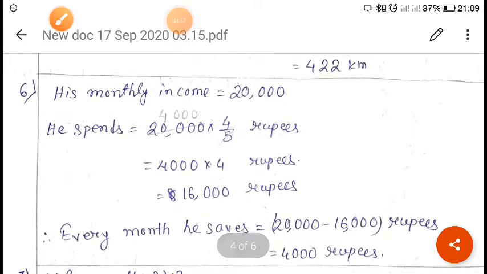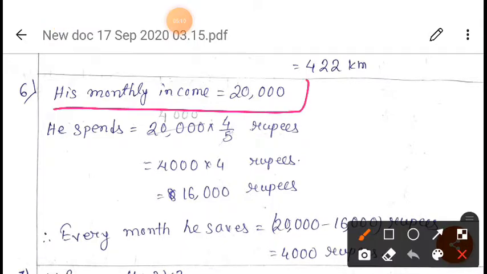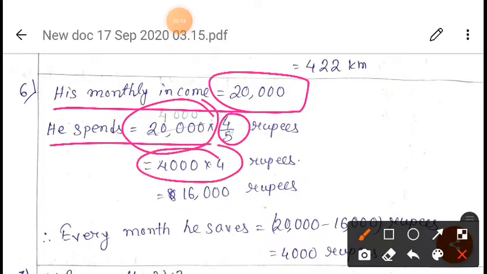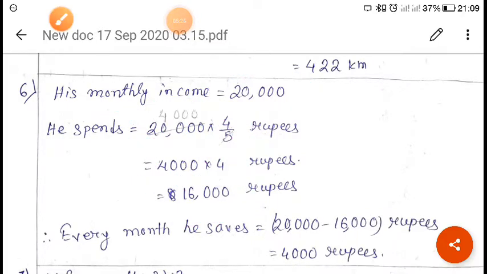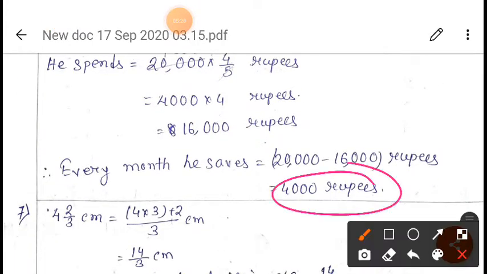Now question number 6. Arman spent 4 by 5 of his income on household expenses. His monthly salary is 20,000. How much does he save every month? So it is very easy. 4 by 5 multiplied by 20,000. As you can see, his monthly income is this. He spends on household expenses 4 by 5 of 20,000. So when you divide 20,000 by 5, we will get 4,000. Okay, so 4 into 4,000 will be 16,000. So how much is left? 4,000 is left. His saving is 4,000 every month, right? As you can see here.